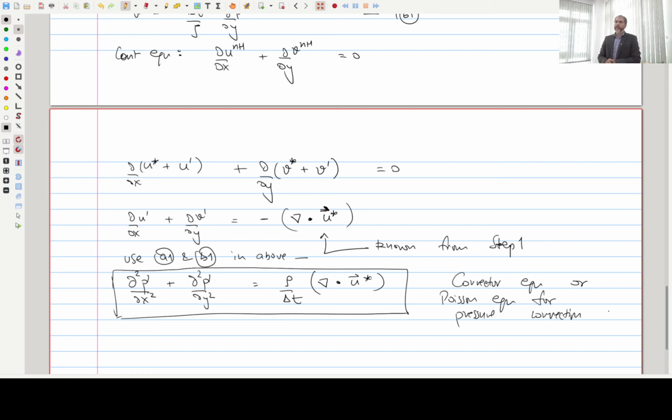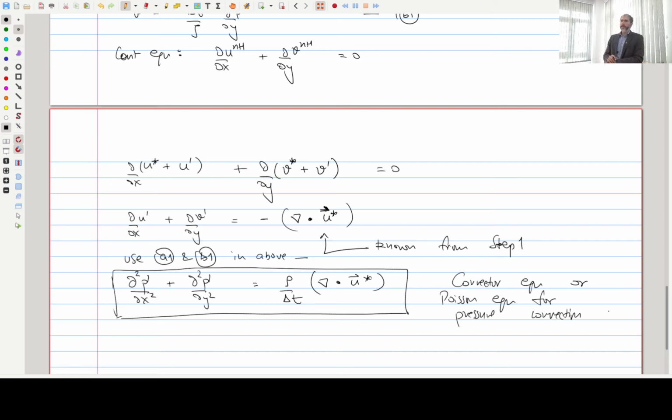So on the right hand side, we have a known value. You know rho, you know delta t, and you know divergence of u star, because u star we have found from step number 1. So we know the u star and v star values everywhere. So we simply have to substitute those and solve this equation. So these are intermediate values, not assumed values. Assume is something you assume, but you are solving for u star and v star in step number 1.